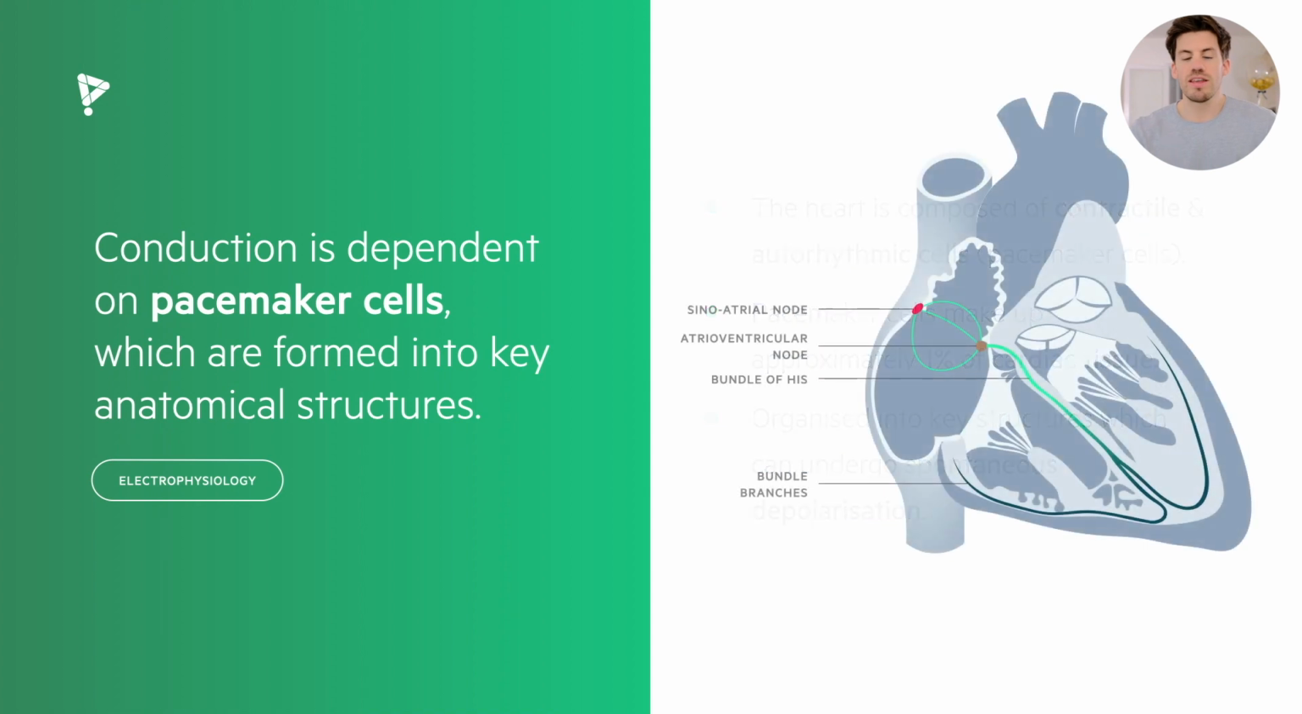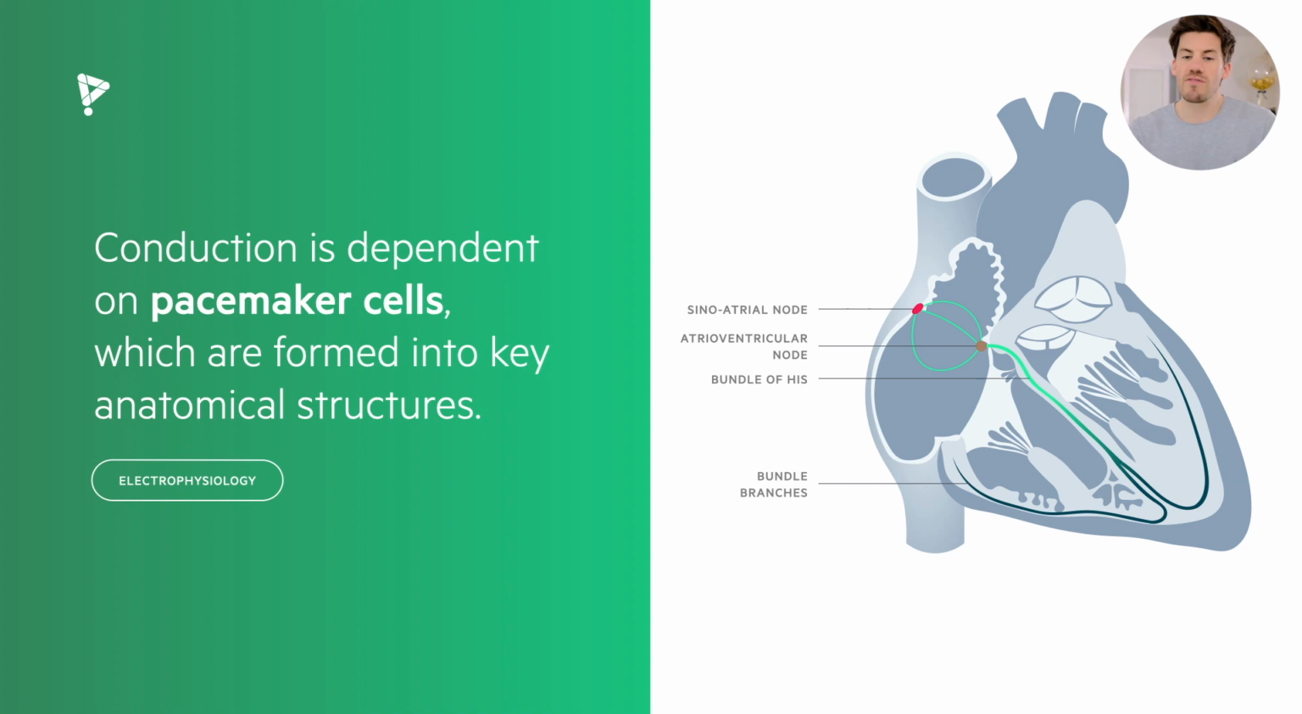These key areas of pacemaker cells are the sinoatrial node at the top within the atria. This is usually where we initiate electrical activity first. You then get this wave of depolarization. We said that depolarization is essentially electrical activity, and that passes down to the atrioventricular node, named because it sits on the border between the atria and ventricles.